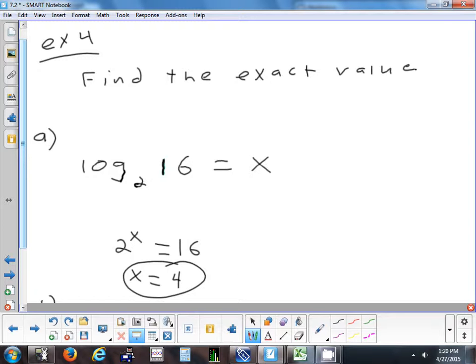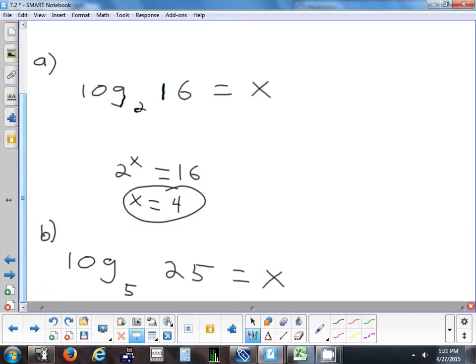Good. Perfect. Any questions on that? You're just changing it from log to exponential, and from there you have to figure out, well, 2 to the 2nd power, no, that's 4. 2 cubed, no, that's 8. 2 to the 4th, there we go, 16. In fact, after a while you can tell the answer without even rewriting it the way we did. We'll still rewrite it, just to practice it.